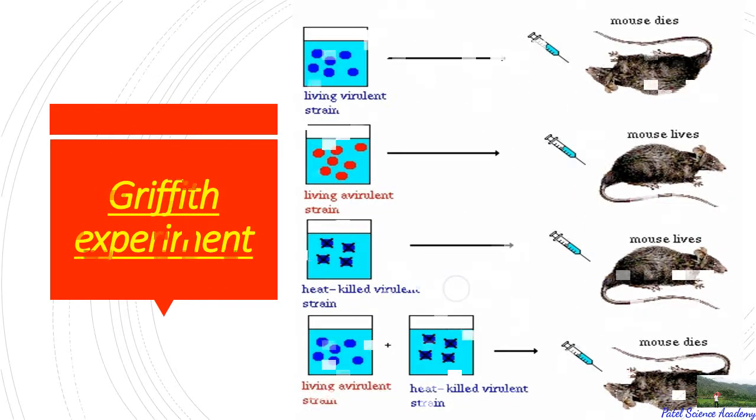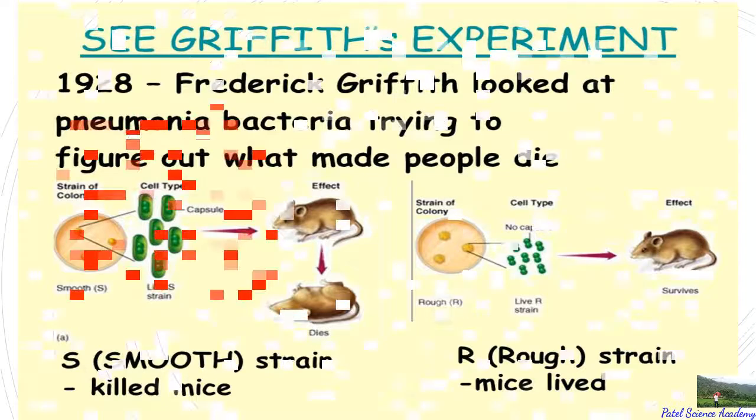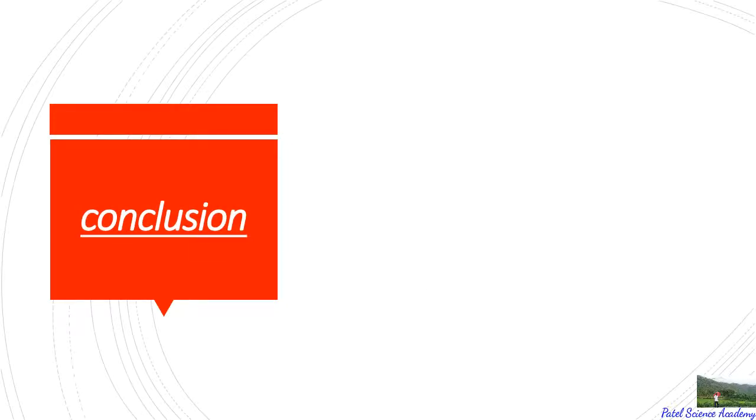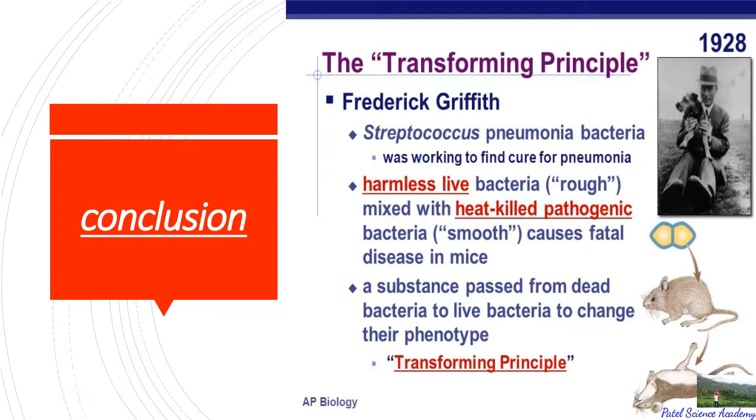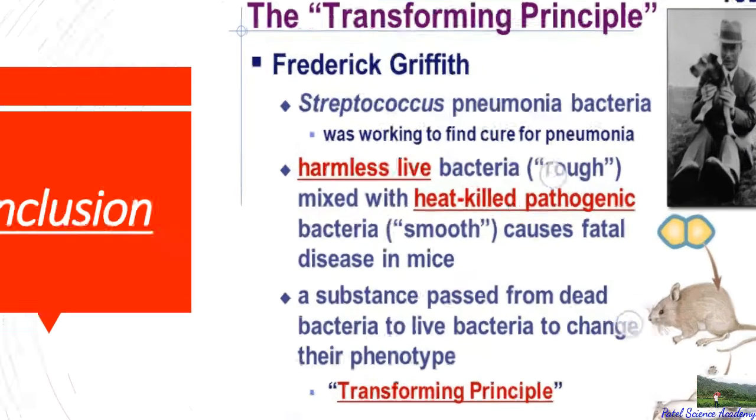Now we'll see the conclusion of Griffith experiment. The conclusion was, according to Griffith, there was a transforming principle. What was that transforming principle? Griffith, as I told you, was working with Streptococcus pneumoniae bacteria to find out the cure of pneumonia. The harmless live bacteria that is having rough skin mixed with the heat killed pathogenic bacteria in the fourth step, and it causes the fatal disease in the mice, and because of that mice died.